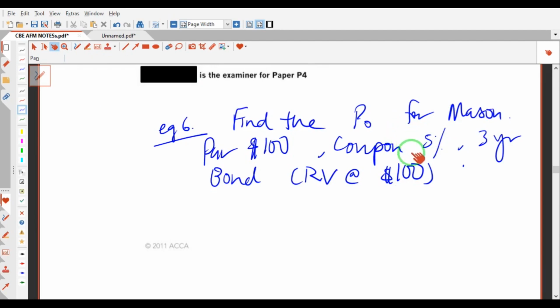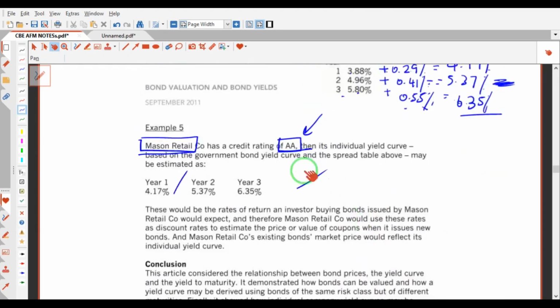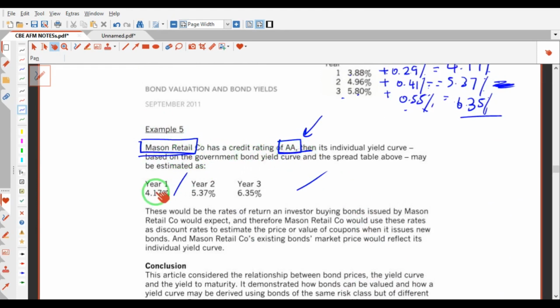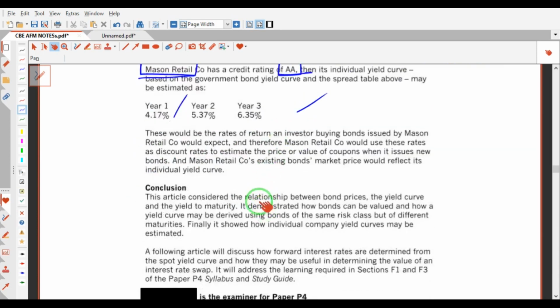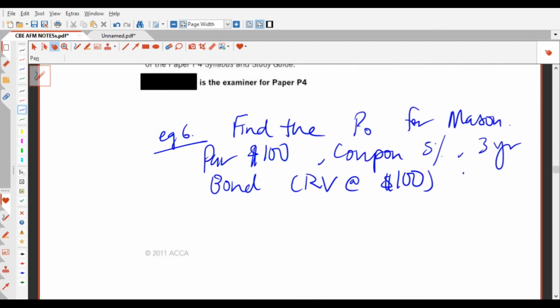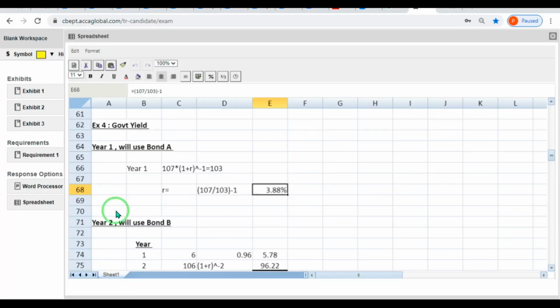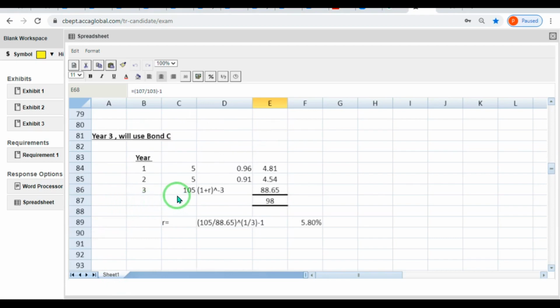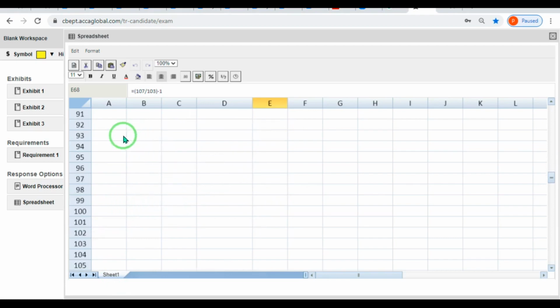I don't have the yield to maturity, but I know that from example 5, Mason has a credit rating agency rating of AA, which is after the spread. So how do you find the value here? Well, let's talk about example number 6. Is that okay?